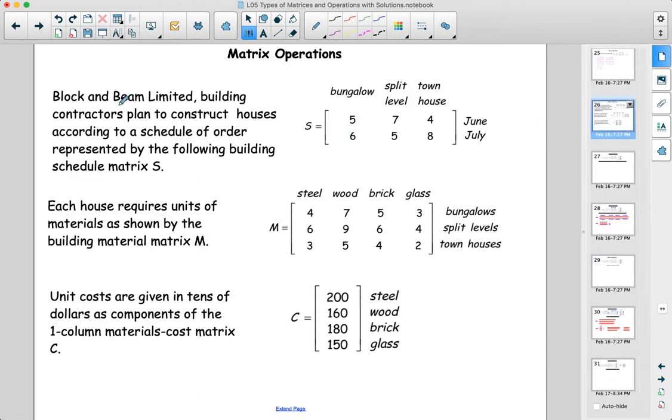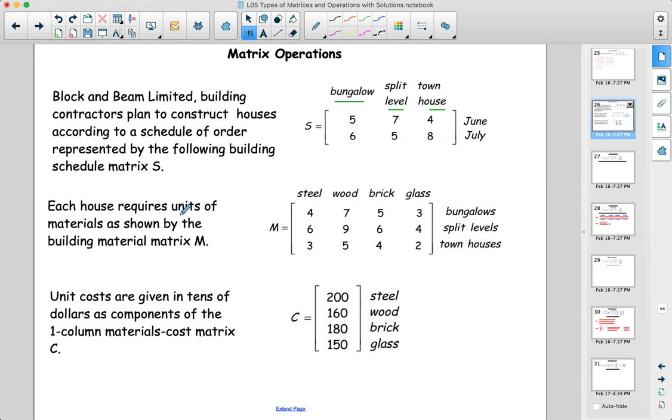So in our particular example, we've got a building company. They build 3 kinds of houses: bungalows, split levels, townhouses. I guess this is the schedule matrix. It's showing what they're going to build. They're going to build 5 bungalows, 7 split level, 4 townhouses in June. They're going to build 6 bungalows, 5 split level, and 8 townhouses in July.